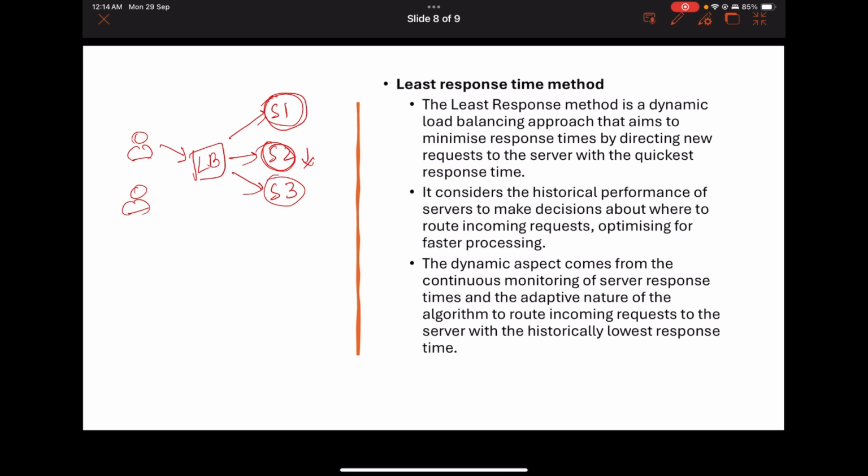But there is a drawback of this approach. It only considers historical data, and historical data does not contain the information about the incoming request, whether it was a high demand request, a high compute request, or just a normal one.